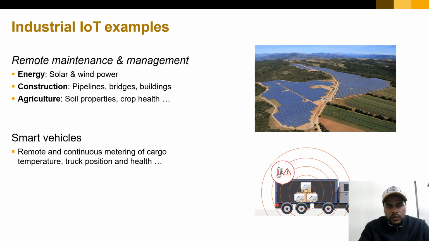Now, IoT examples of the industrial sector are many. Few of them are described below. IoT devices help in remote maintenance and management. Firstly, in the energy sector they are used in solar and wind power. They are connected devices which can detect the solar and wind power consumption, how much power is generated, and various parameters, and they can transfer and share the data among themselves.